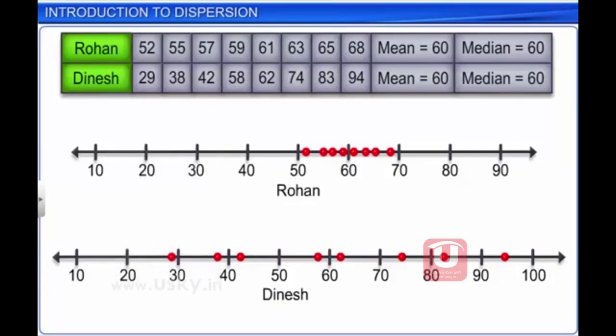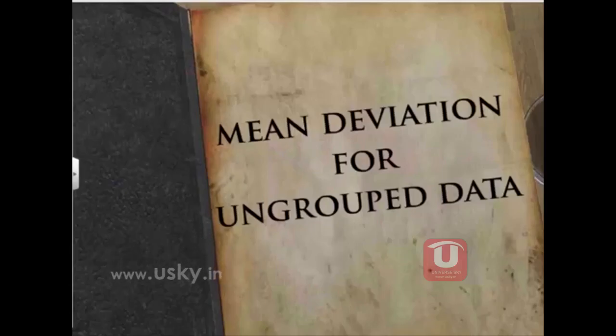Hence, in order to decide the performance, the variability of the extent of the numerical values is necessary, which is called the dispersion. In this module, you will learn to find the mean deviation for ungrouped data.